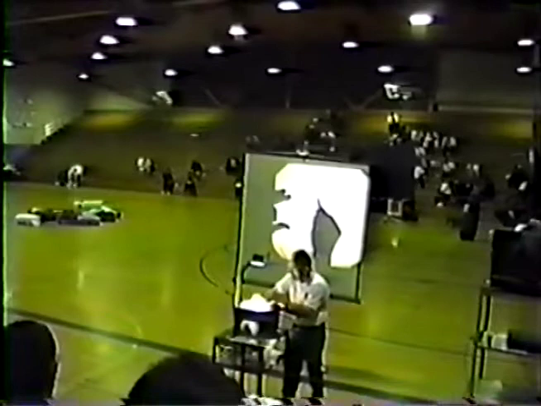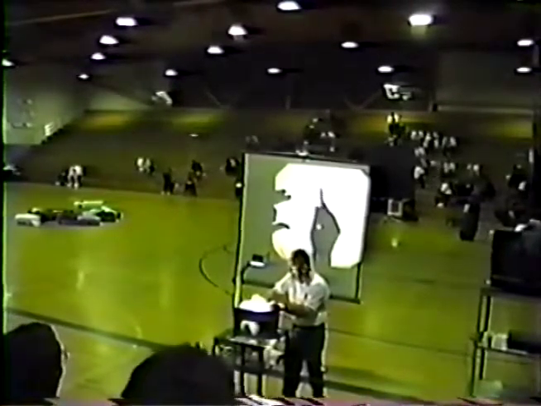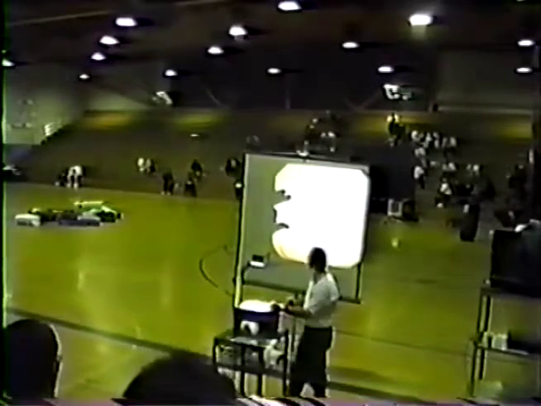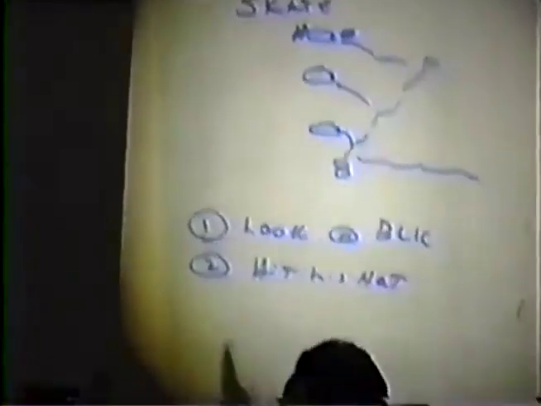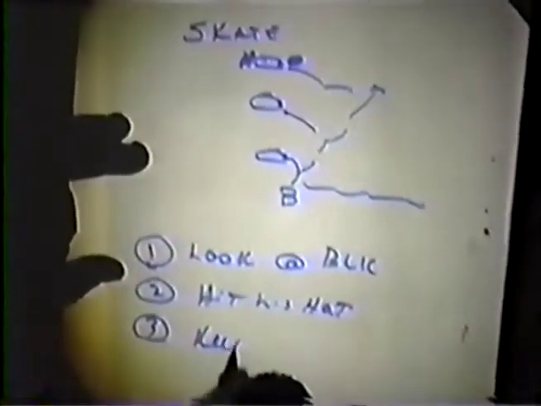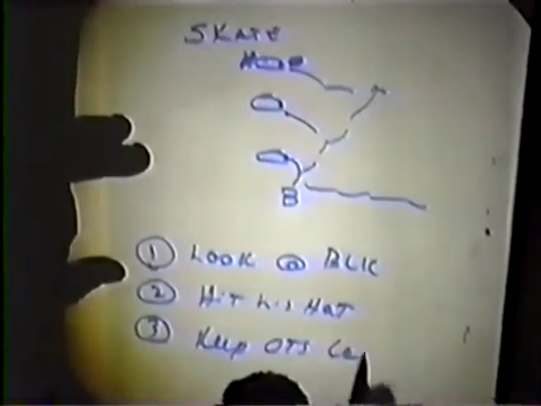He comes, I'm going to work up. He comes, I'm working up. He comes, I'm going to wrap him up. I don't want to be playing this way. Now, the keys are this. Look at the blocker. Hit his hat with your outside hand. Keep your outside leg back.